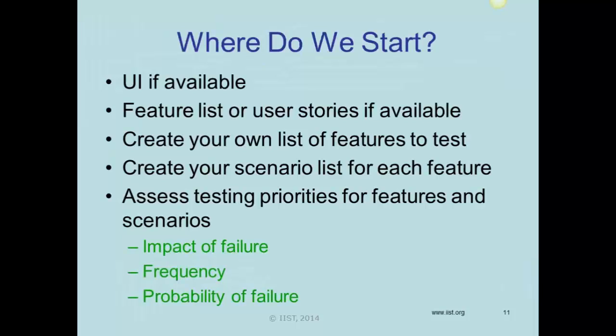that has been provided to you, or a list of user stories. You can create your own feature list and run it by your product owner. This is because you're trying to understand what we are going to be testing, what user stories, what features. Then you start creating scenarios for each feature, and now we're going to start assessing the testing priority for each scenario. And here are the 3 factors I'm going to be using.